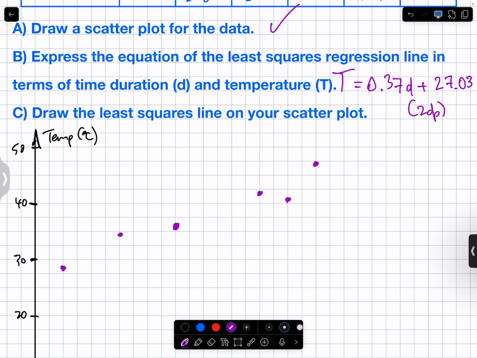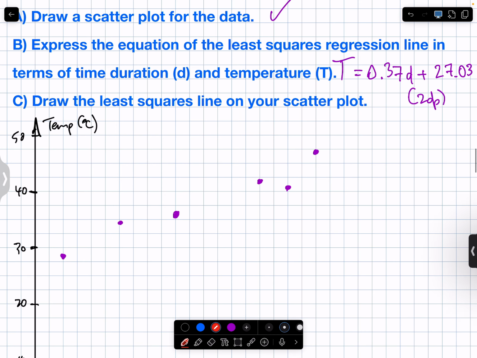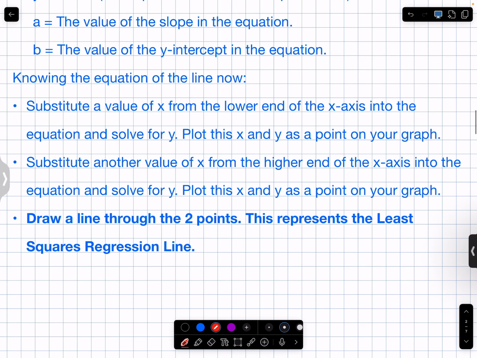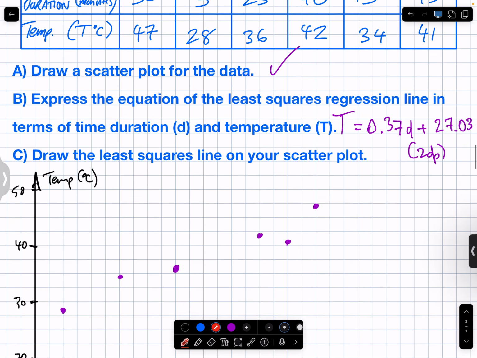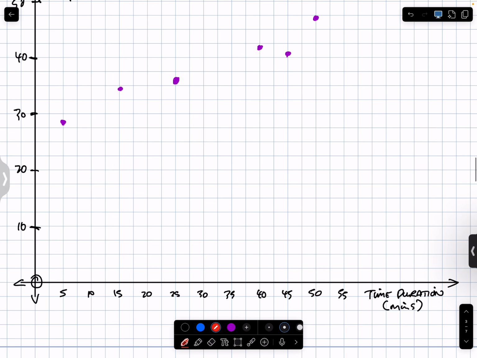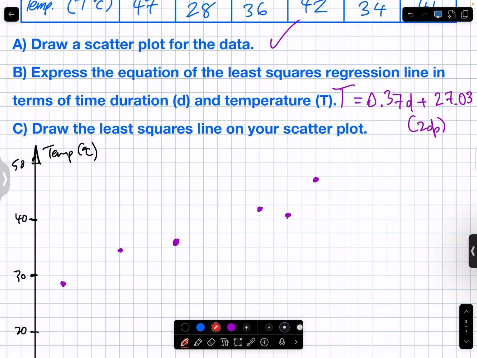So draw the least squares regression line in your scatter plot. If you remember these steps here, there's nothing definite about this. Substitute a value of x from the lower end. What does my x data go from? It goes from 0 up to 55. What's a nice number on the lower end that I could chuck into the equation? 5? He mouthed 5 to me, so let's put 5 into this. T, when it's 5, is equal to 0.37 times by 5 plus 27.03.